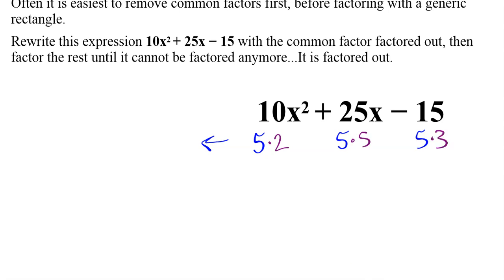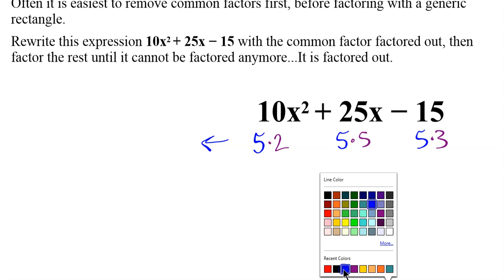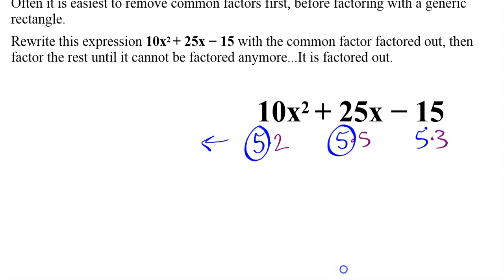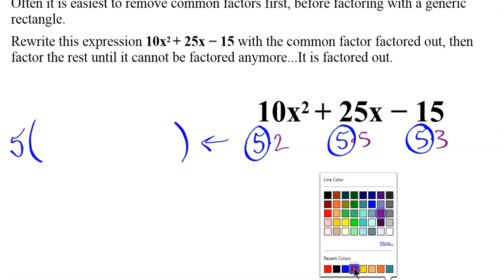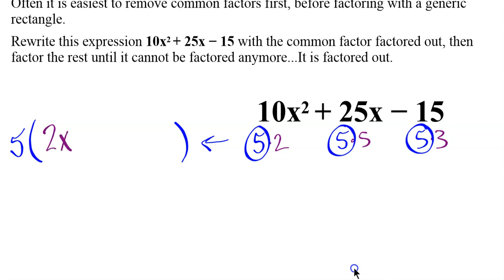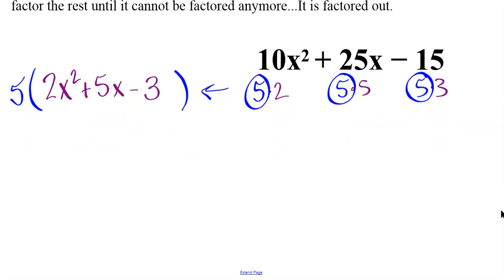So what that ends up giving us, if we pull the 5 out, you pull out that 5, we're going to get the purple, which is going to be 2x squared plus 5x minus 3. And now what we're going to do is factor the purple.